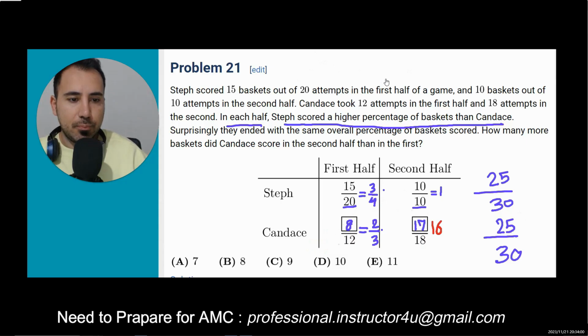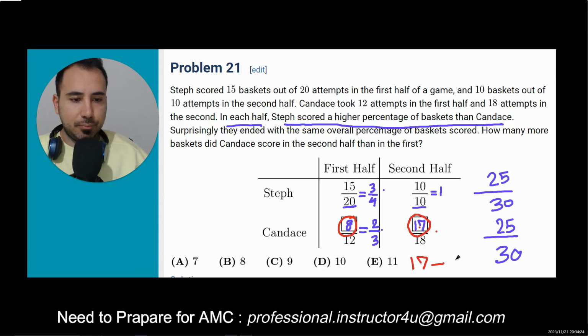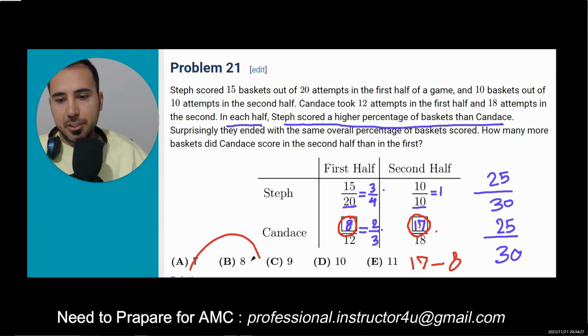So that means Candice has to score 17 in the second half and 8 in the first half. If it's not like this, then the percentages of Steph would not be larger than Candice in every half. So what is the question asking? It wants 17 minus 8. A lot of people would go from here and choose B, and all their hard work goes into the trash. 17 minus 8 is 9. So C is the right answer.